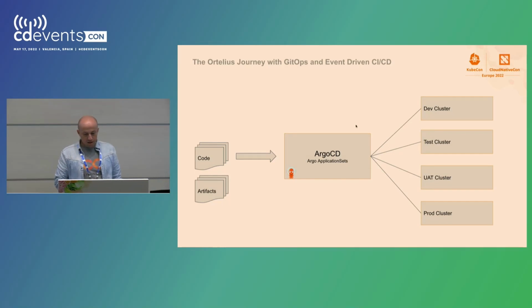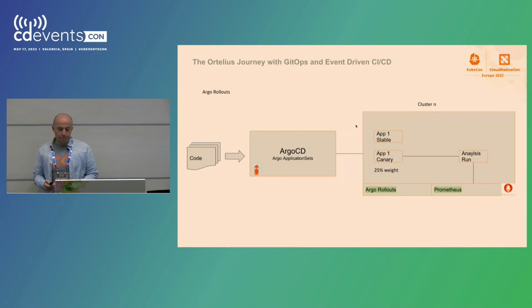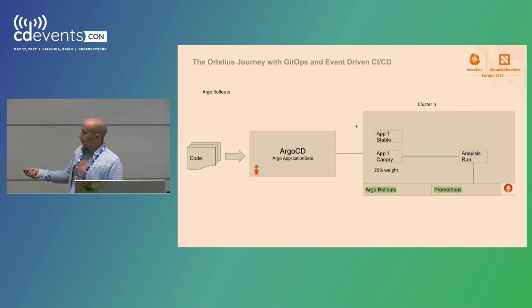So yeah, that worked quite well, and then we wanted to make that better. We wanted to have different deployment strategies like blue-green and canary deployment. So we then started to introduce Argo Rollouts as well. You can see here that we put in Argo Rollouts and Prometheus as well.